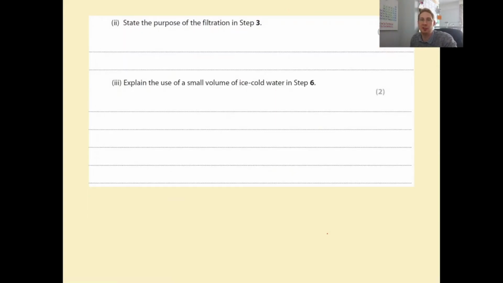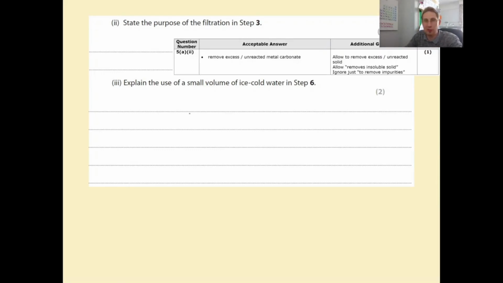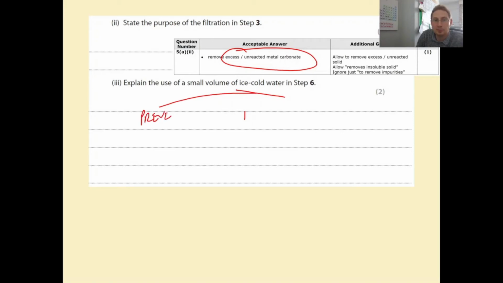What's the purpose of the filtration in step 3? Well, just like in your GCSE, it is to remove the excess metal carbonate. Why are you using a small volume of ice cold water in step 6? Well, you're using the ice cold water to prevent the crystals from dissolving.